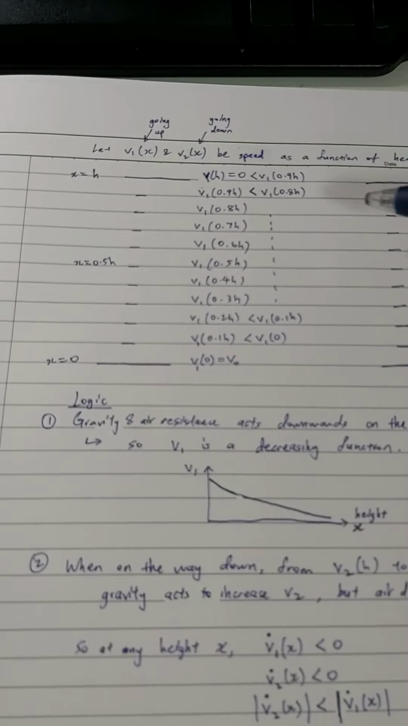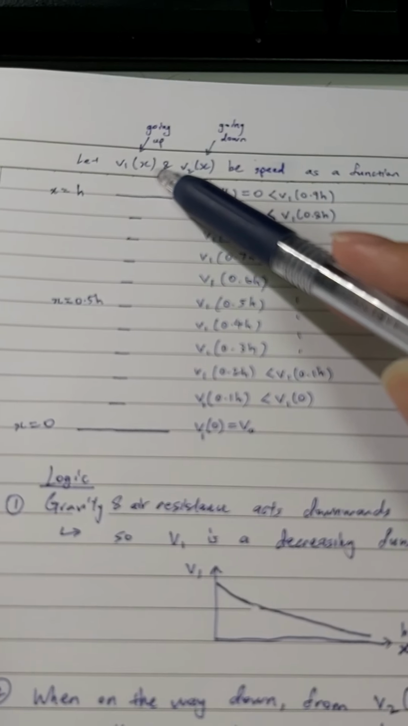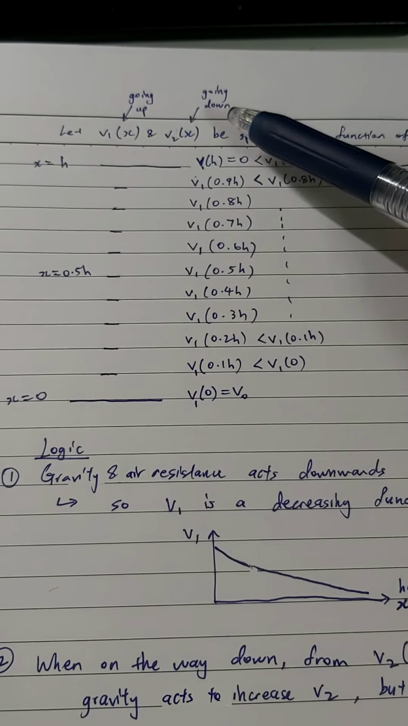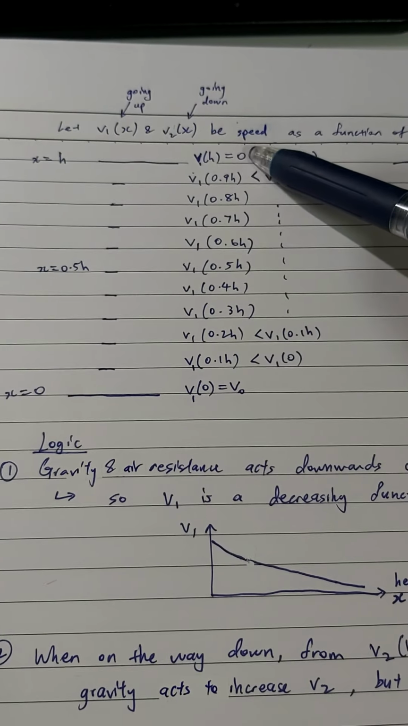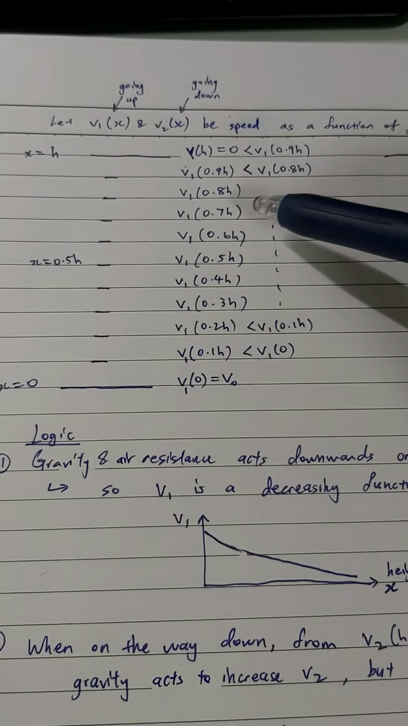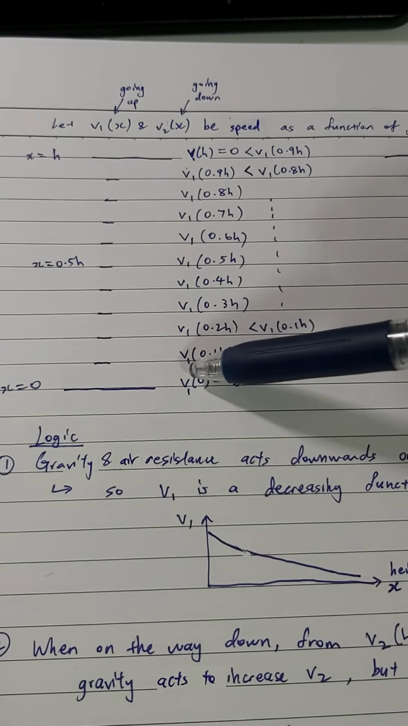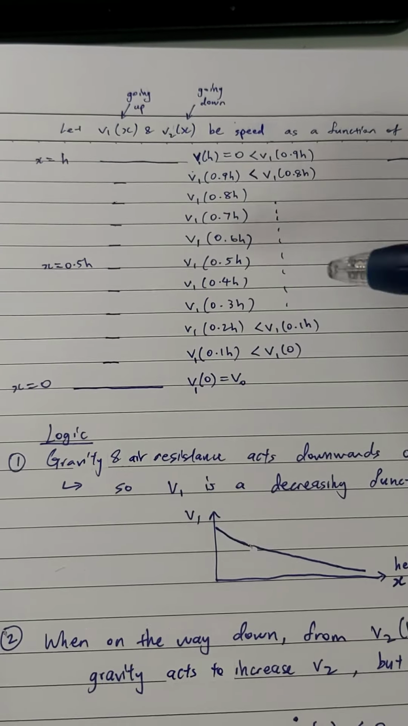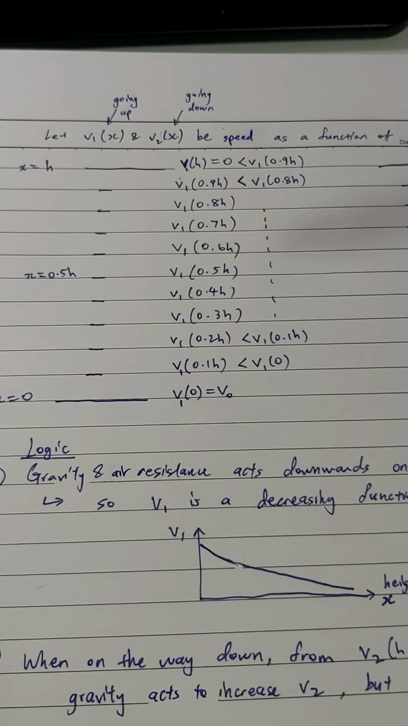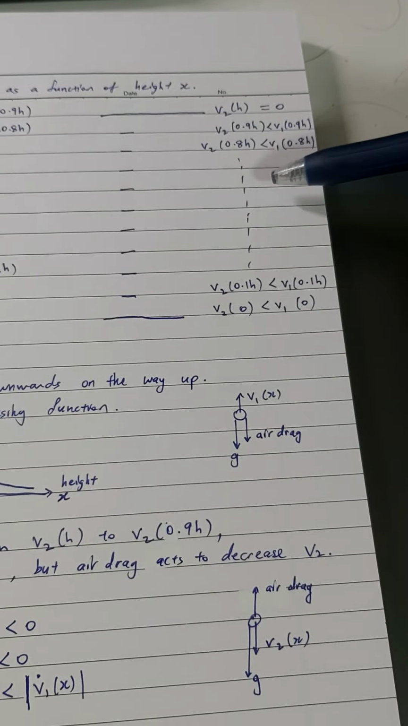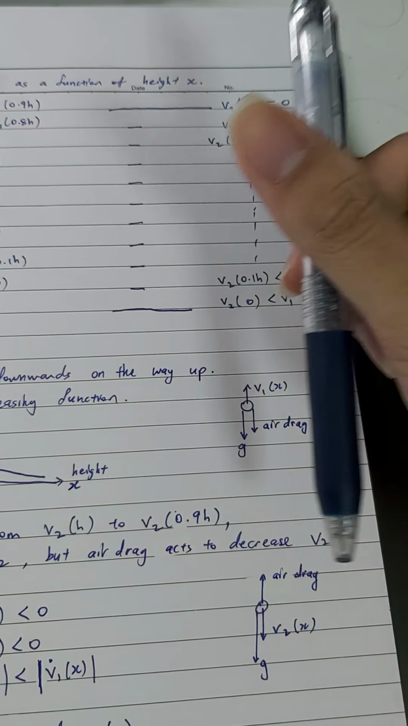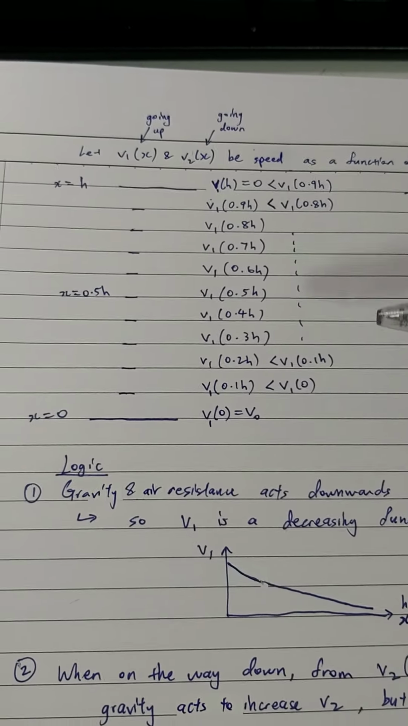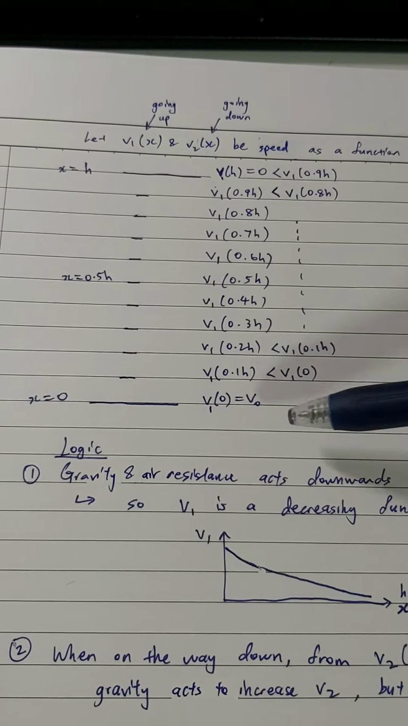Let v1 be the speed of the ball on the way up, and v2 be the speed of the ball on the way down. We say speed here because on the way up the velocity is clearly pointing in the upward direction, so there's almost no ambiguity, and on the way down the velocity is always pointing in the downward direction, so once again there's no ambiguity. So let's see a scenario where it goes up.